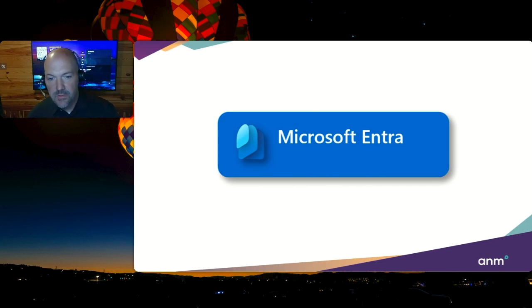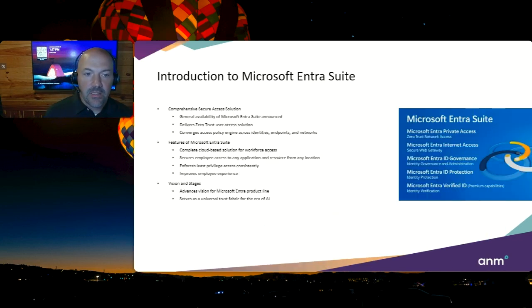So moving into Microsoft Entra, they released the Entra Suite. This came out in July. A lot of these have been in preview for almost a year, especially Private Access, which had been out there in preview for about a year, and it went GA. So all these are GA now, so they're all general availability. What these do: it's Private Access, Internet Access, ID Governance, ID Protection, and Verified ID. So those are 5 new features that are generally available.